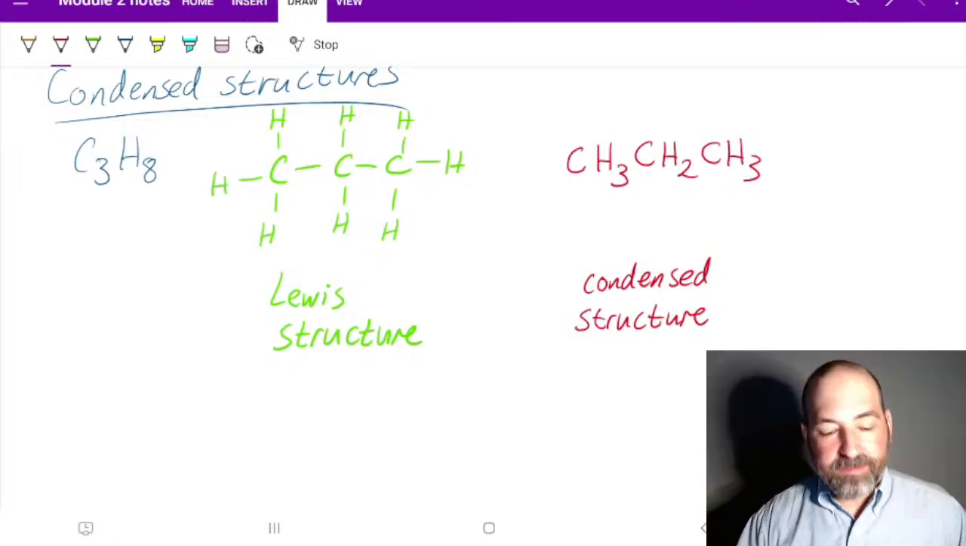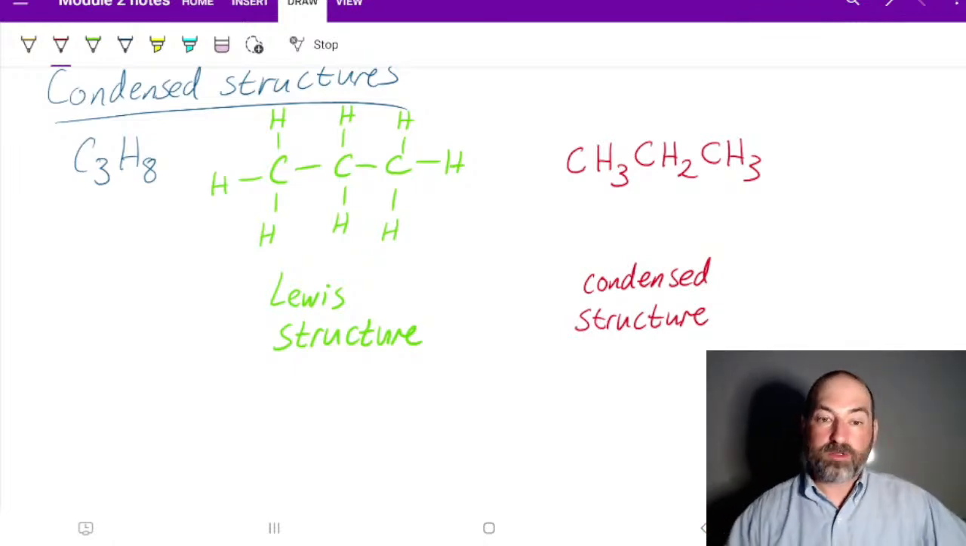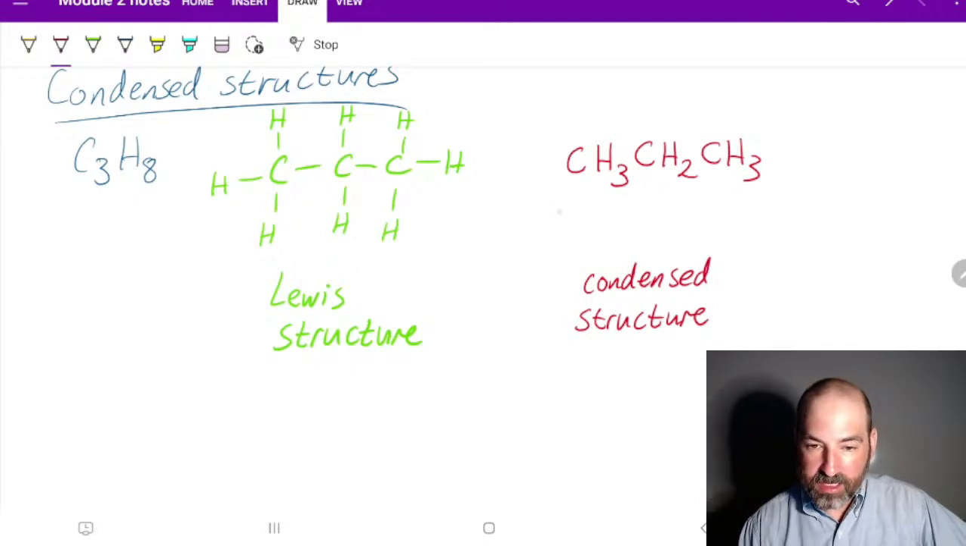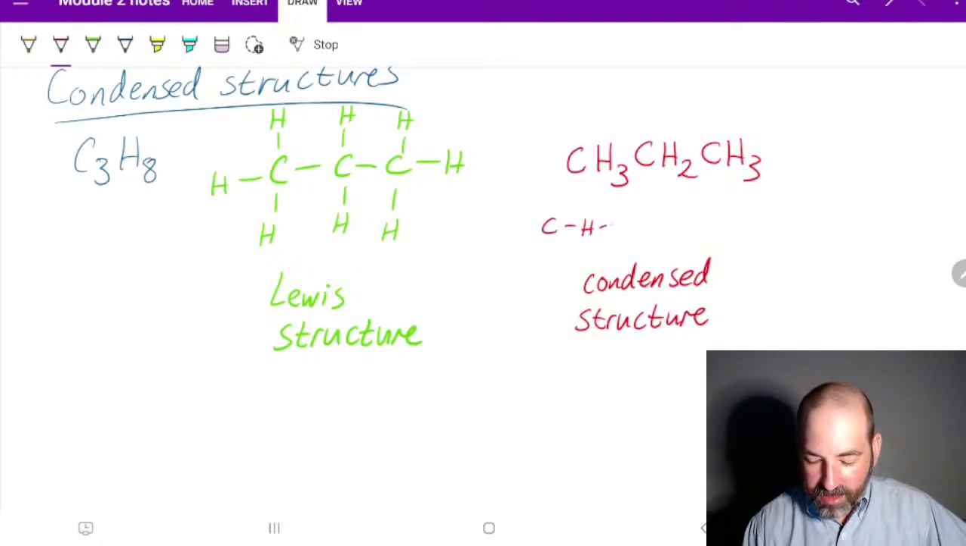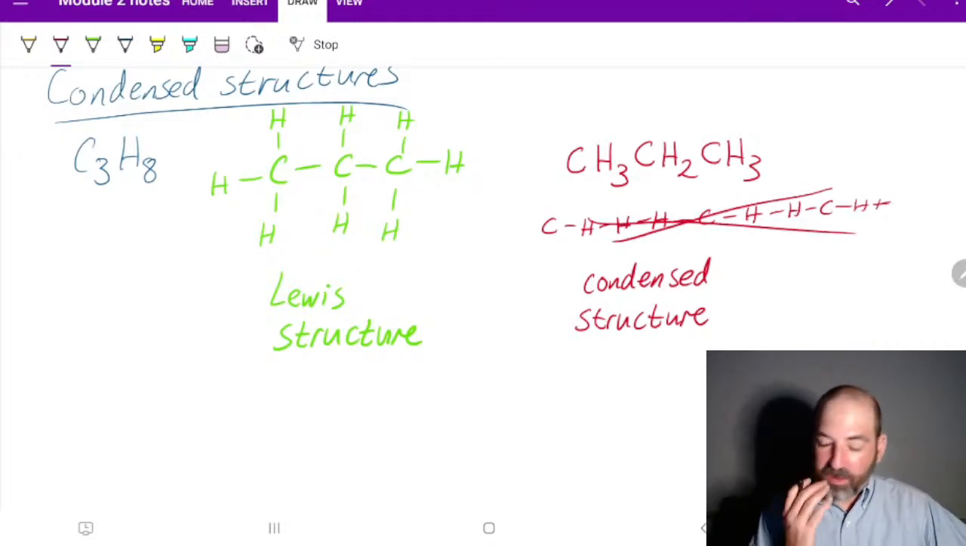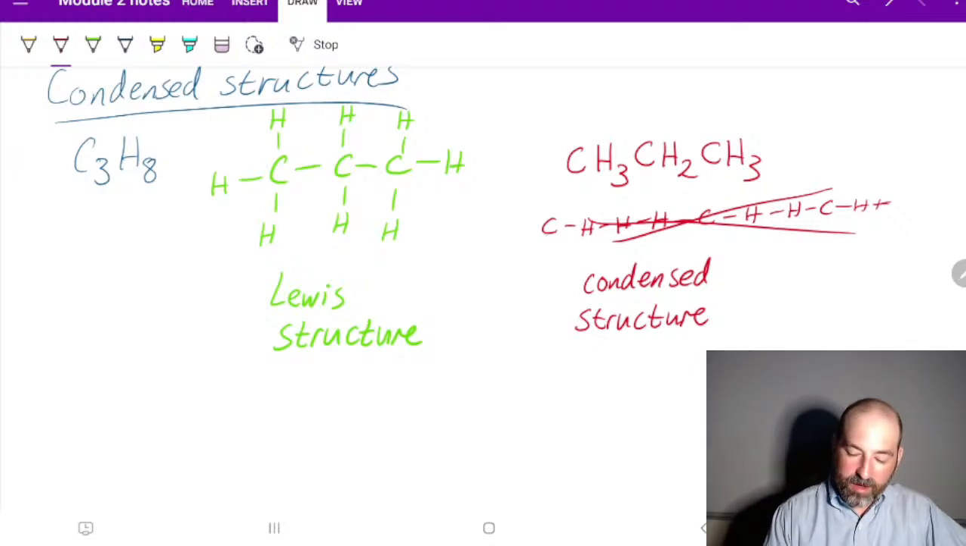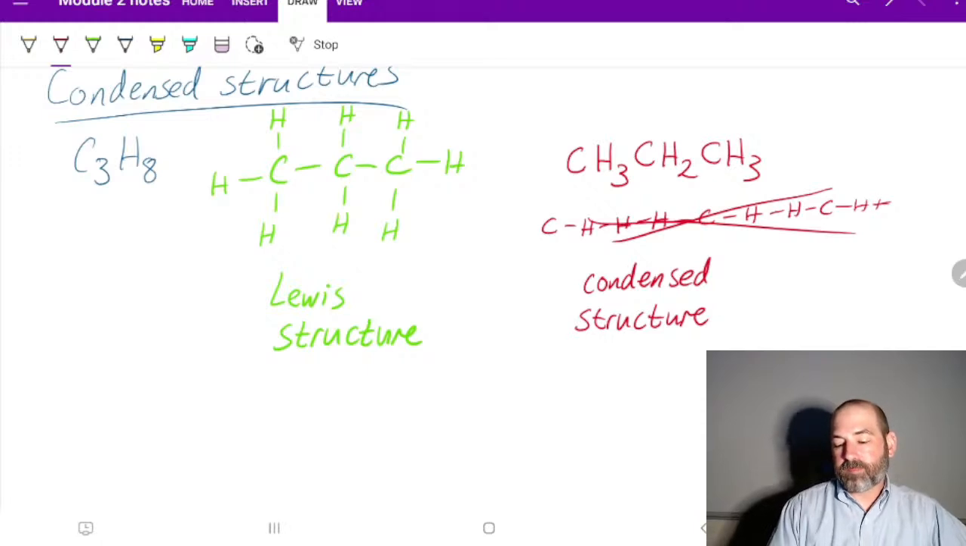But as I said, this requires us to know a little bit about structure, because if you're just looking at this condensed structure not knowing anything, you might think this means that we have a C, and then 3 hydrogens, and then a C, and then 2 hydrogens, and then a C, and then 3 hydrogens, and that's not what that means. We know that's not what that means because we know that carbon has to have 4 bonds and hydrogen has to have 1 bond. But that's what I mean. You need a little bit of chemical knowledge to be able to interpret these.